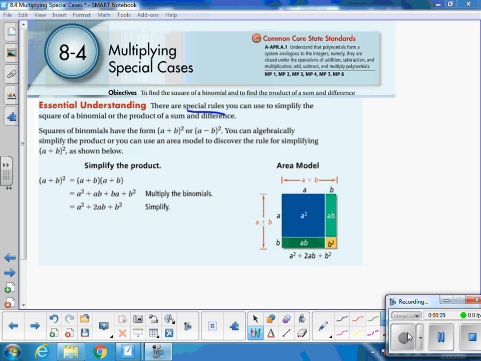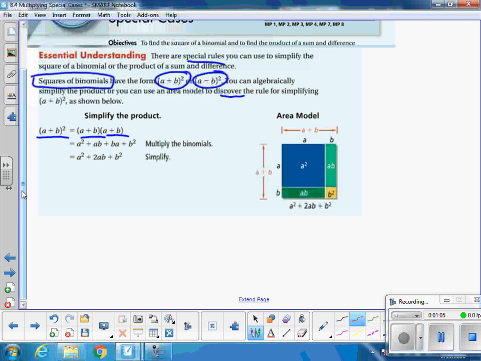Squares of binomials, okay, so you're going to be hearing that term a lot. Squares of binomials have this form. So they show up like this, (a + b) squared or (a - b) squared. You can algebraically simplify the product, or you can use an area model to discover the rule for simplifying this. What we're going to do right now is kind of just discover it. We're going to talk about why this works. Why (a + b) squared is equal to (a + b) times (a + b). We're just going to look at that and investigate it. Once you get familiar with it, then you'll just skip right to some of the rules that we're capturing today.